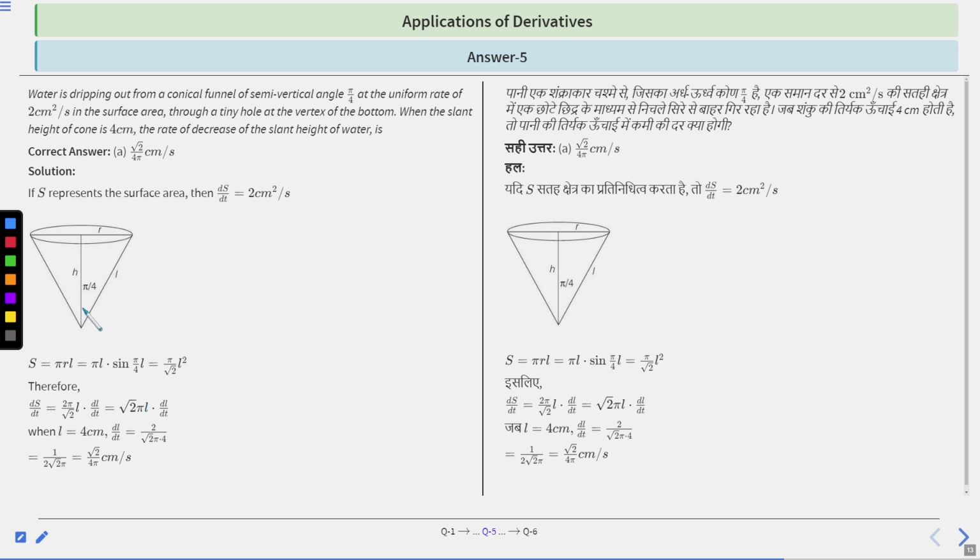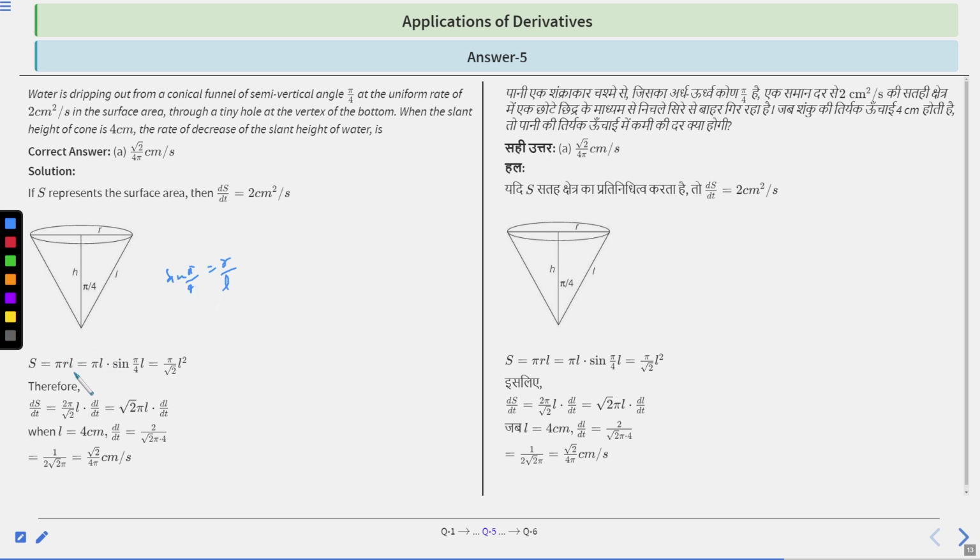And see, this angle is basically pi by 4. So we can say that sine pi by 4 is r upon L. Clear? This angle is pi by 4, so sine pi by 4 is r upon L. Therefore, r can be written as L sine pi by 4. See, sine pi by 4 is basically r upon L, right? So r can be written as L into sine pi by 4.